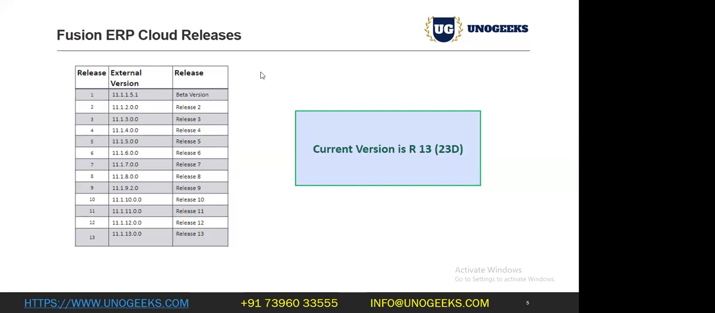Initially the versions were like release 2, 3, 4. Earlier the versions were like that. Now we are in release 13 and 24A. So what is the use of releasing the latest features every quarter? The main reason is, for example, let's say I am running one company and I am using the Oracle Cloud.